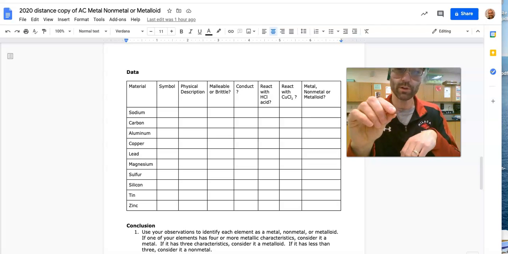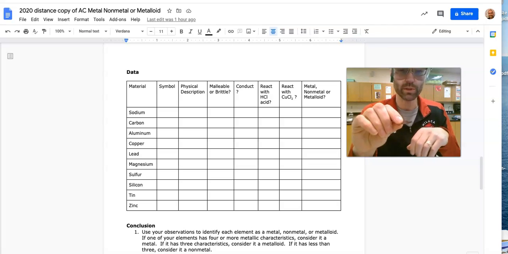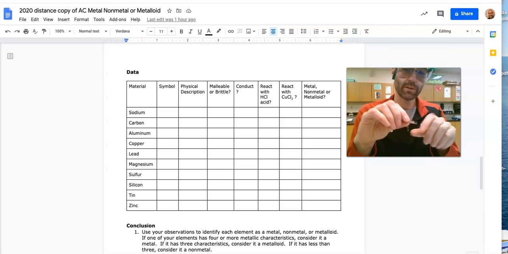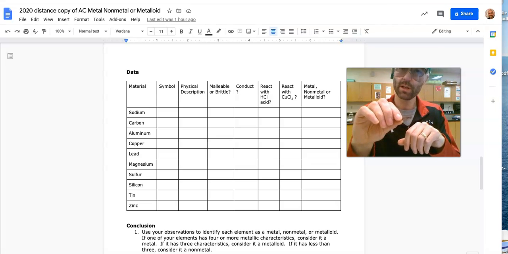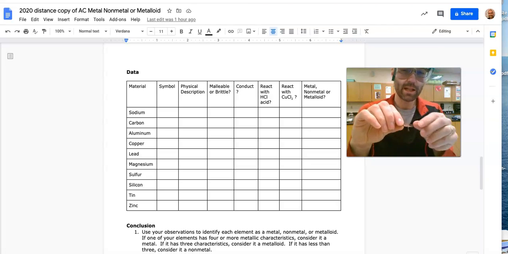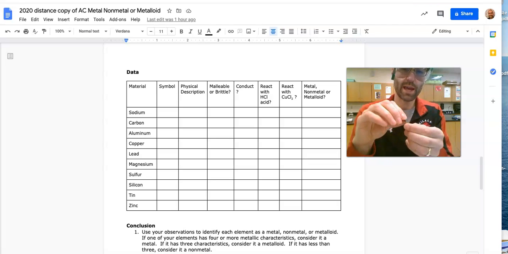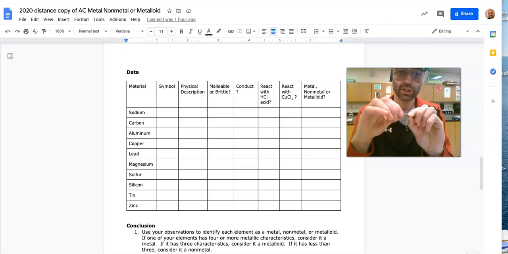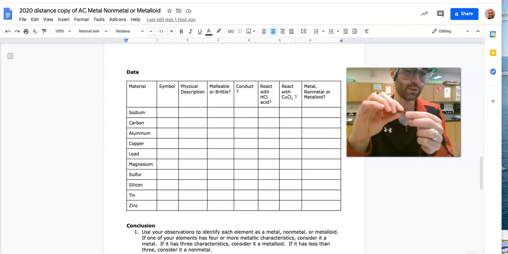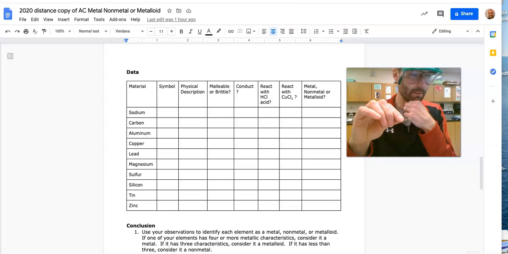Next element is copper. It's not CO on the periodic table, it's Cu. CO is cobalt. And it's obviously another solid at room temperature. And I don't know how to describe the color other than coppery, right? It's kind of that reddish brownish color. And is it malleable or brittle? Well, this thin strip that I have is malleable. I can shape it, and I could pound on it and shape it as well when it's thin like this. A huge hunk of copper I wouldn't be able to do as easily, but this thin one I can.